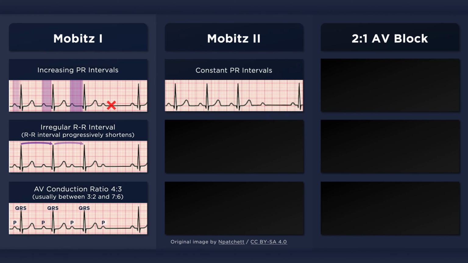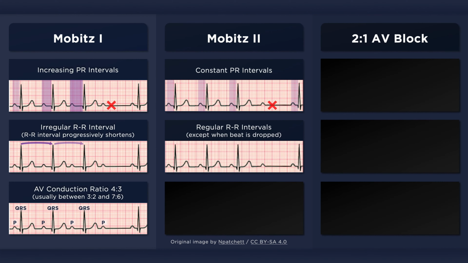Type 2 second-degree AV block is characterized by constant PR intervals and an intermittent failure of the atrial impulse to conduct to the ventricles. Unlike in Mobitz 1, the PR intervals are consistent between all conducted beats. As well, the RR intervals are constant and the rhythm is regular until a beat is dropped. This can be referred to as a patterned irregularity.